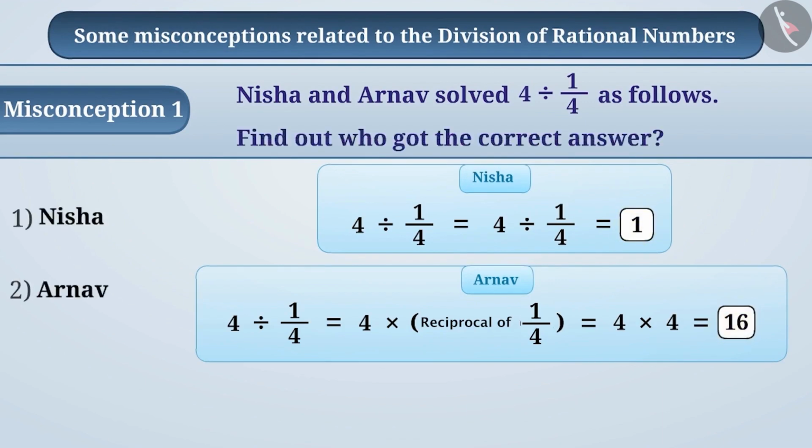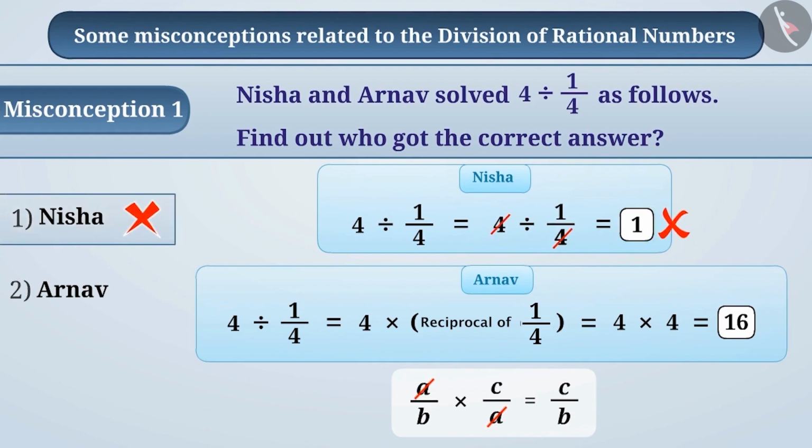While learning the multiplication of rational numbers, children cancel the numbers written in the numerators and denominators. They follow the same process while performing division too. Due to this, they often get the wrong answer. Like here, Nisha has cancelled the first number with the denominator of the second number while solving 4 divided by 1 by 4, from which she got the result 1. This is incorrect. Hence, option 1 is the wrong answer.